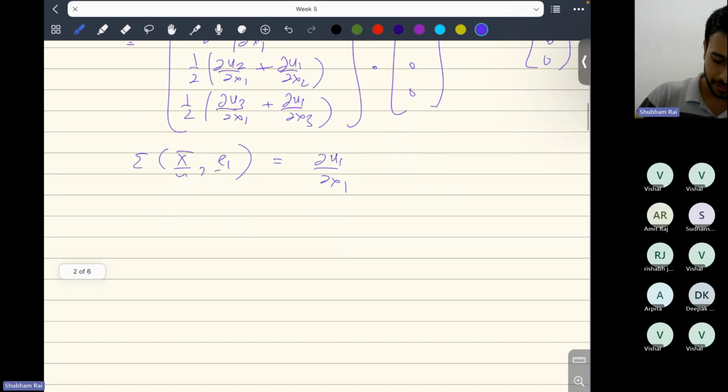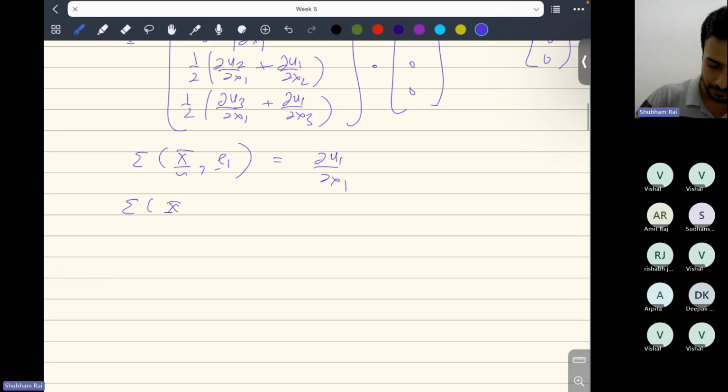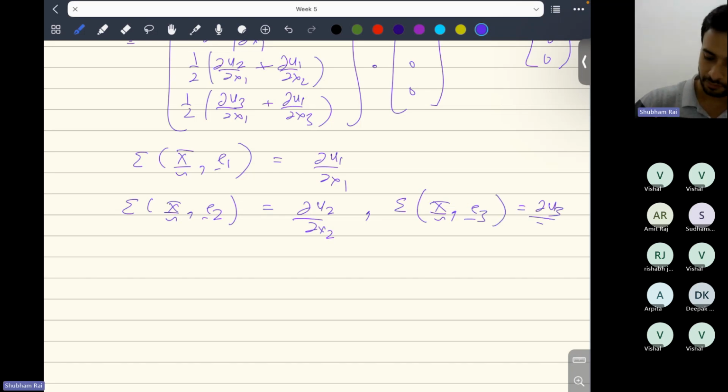Okay, similarly you can find the longitudinal strain in the y direction also. That will be del u2 by del x2. You can work it out and this will be the expression. Similarly, you can find the longitudinal strain in the third direction. That will be del u3 by del x3. Okay. So obviously that is capital X.